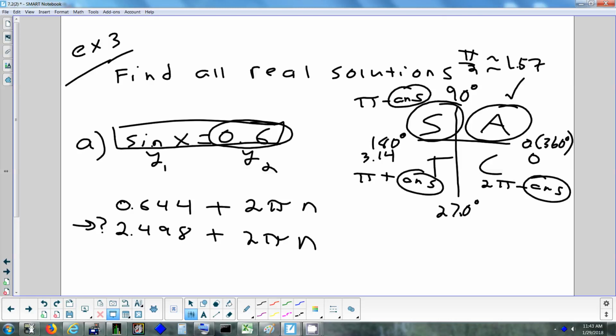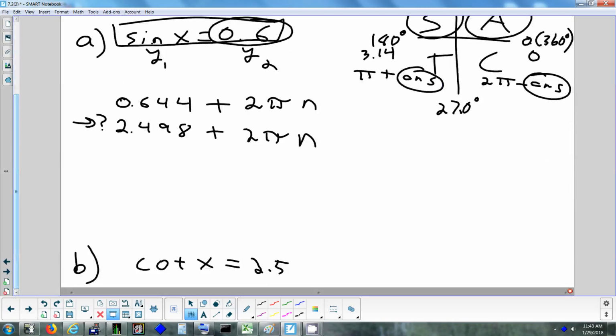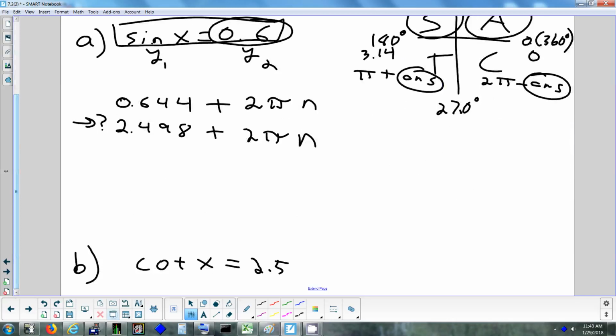And then once you have the first answer, either subtract it from pi, add it to pi, or subtract it from 2 pi. Depends on what quadrant you want the second answer to be in. Okay, so we'll try that again. It gets a little, you just have to get used to using the diagram, but it's not really too bad once you know how to use it. Okay, let's try this. Cotangent x equals 2.5.